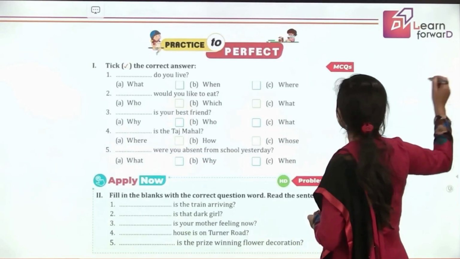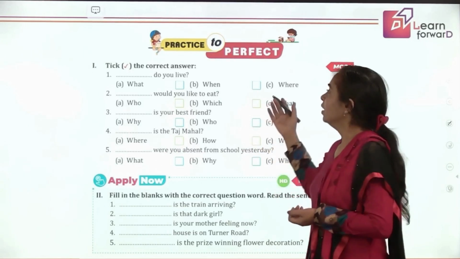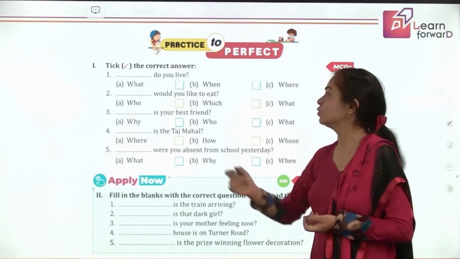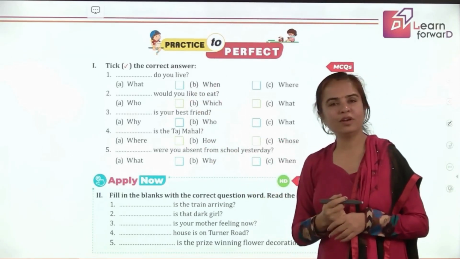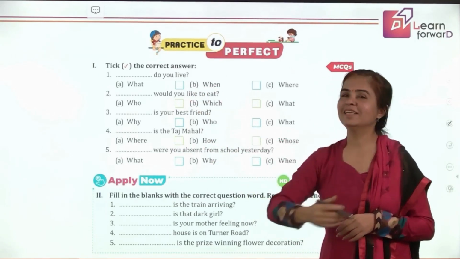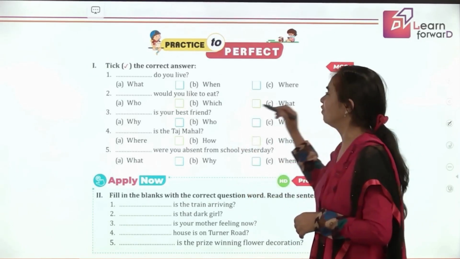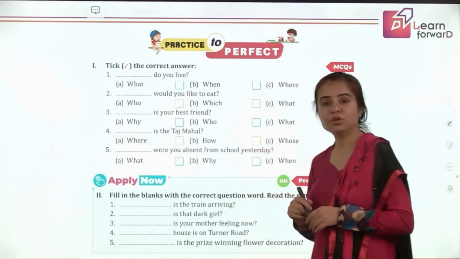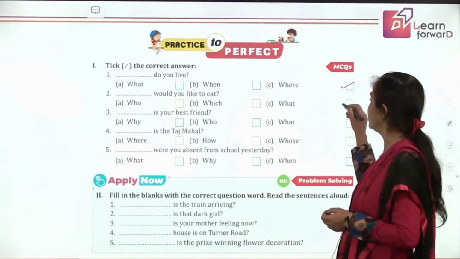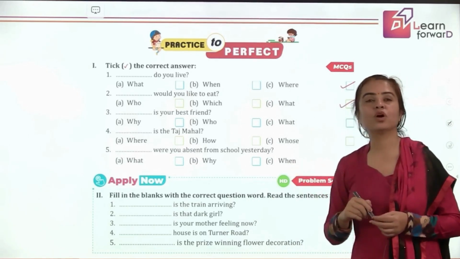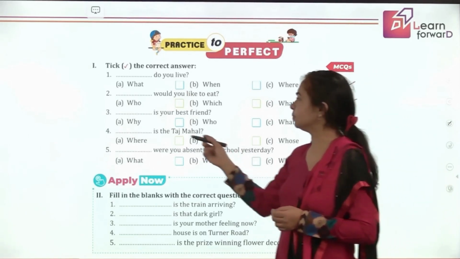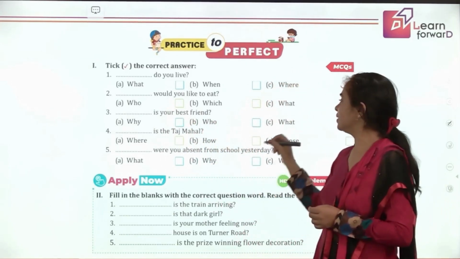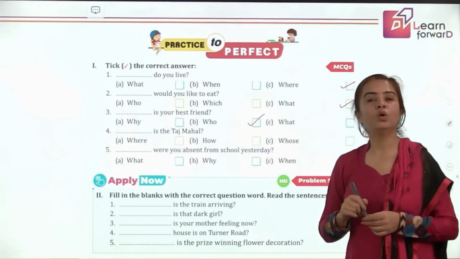Let's see your understanding with the help of this exercise. Tick the correct answer. So let's pick out the correct word from here. What do you live? When do you live? The question is, where do you live? Perfect. Who would you like to eat? Which do you like to eat? Or what do you like to eat? We are asking your choice of a thing, so we'll be using what. Dash is your best friend. We are talking about a person here. So it will be, who is your best friend?